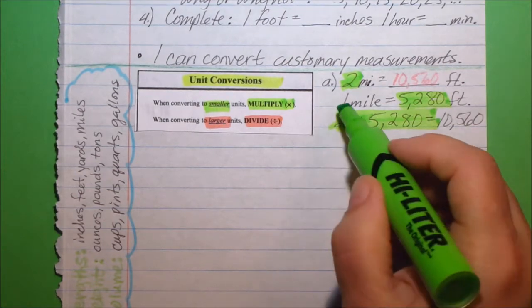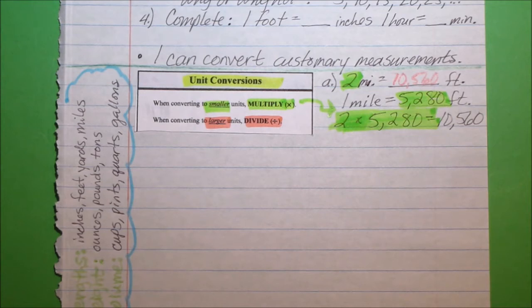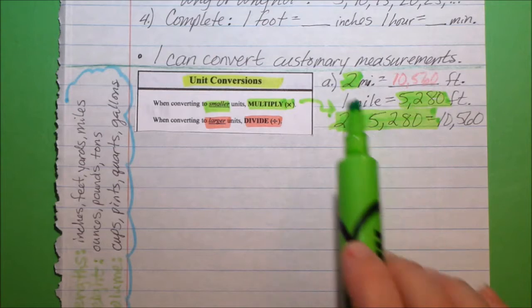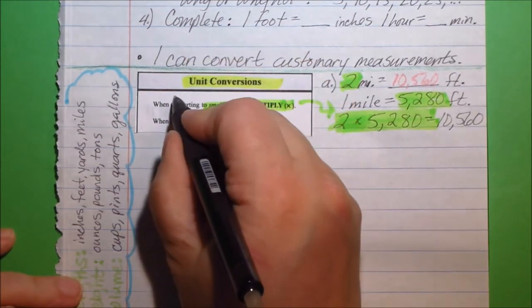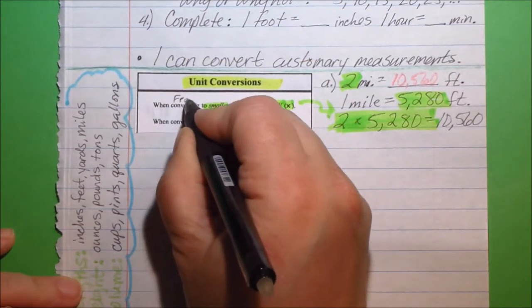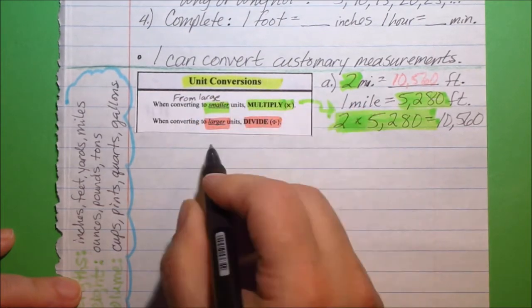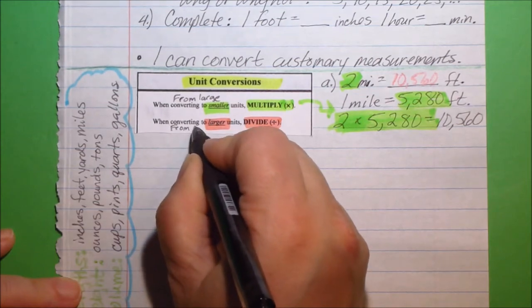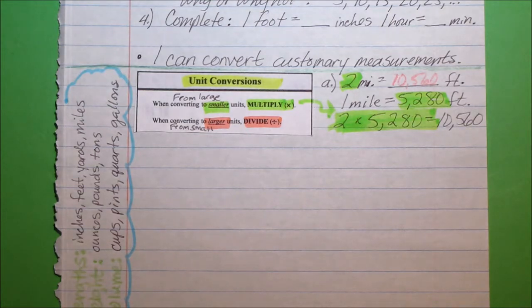All right, so here's an example of where you would be converting from a larger to a smaller unit, from larger to smaller. I think I'm going to do this. From large to small, okay? From small to large. Hopefully that helps.